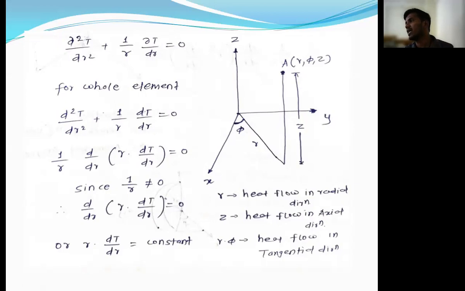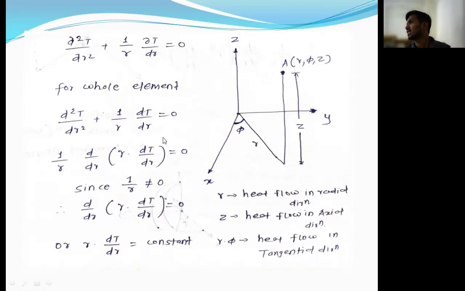If you consider any cylinder, it is possible for the cylinder to have 0 radius? No, it will have some radius. So therefore 1 upon r is not equal to 0. If 1 upon r is not 0, then what will this factor be? It will be 0. So therefore d by dr into bracket r into dt by dr is equal to 0.